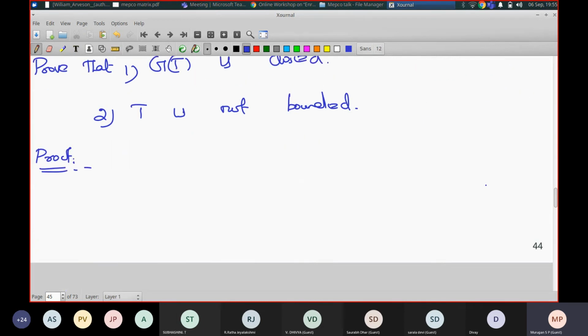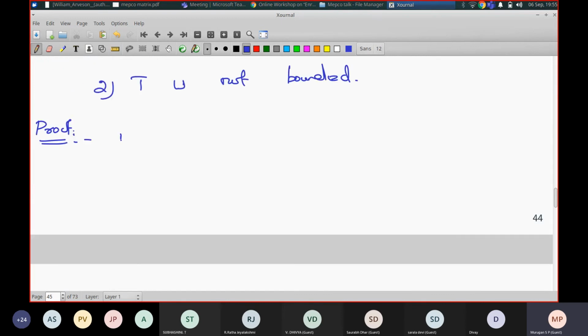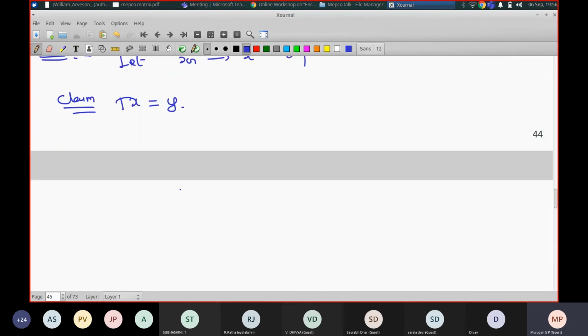So I will prove the graph is closed. What do we need to prove? For that you have to take x_n a sequence which converges to x, and T of x_n converges to some y, right? You have to show that, to prove the graph is closed, it is enough to show that T of x equal to y, right? So it is very easy by using the fundamental theorem of analysis.